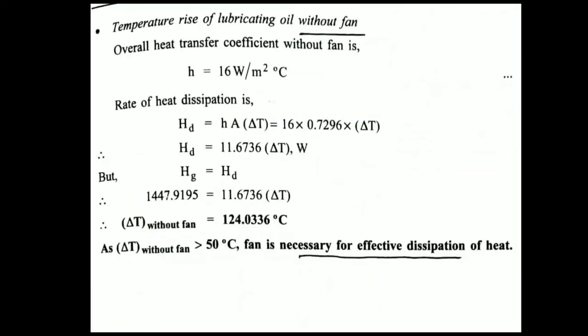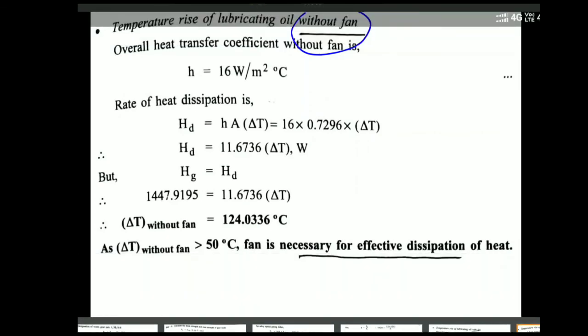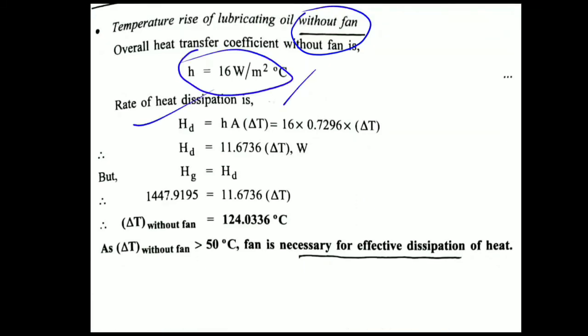Now we'll check without fan. See, without fan, what happened? Overall heat transfer coefficient for without fan, 16 they have given. So heat dissipation is equal to HA delta T, H known, area calculated, delta T not known. So compare the power lost, that is heat generation, with respect to heat dissipation. So delta T without fan is 124 degree centigrade.